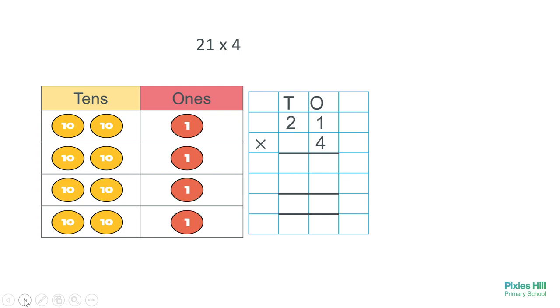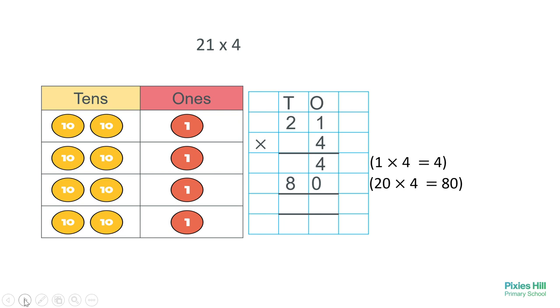We always start with the lowest value digit. 1 or 1 multiplied by 4 equals 4. Then 2 tens or 20 multiplied by 4 is 80. Children should know that 2 times 4 equals 8, therefore 20 multiplied by 4 is 80.